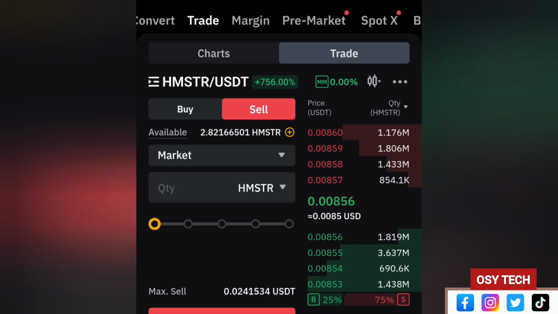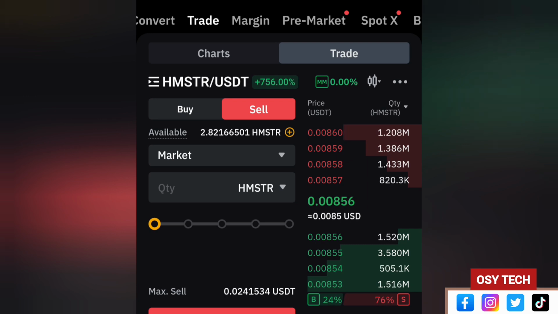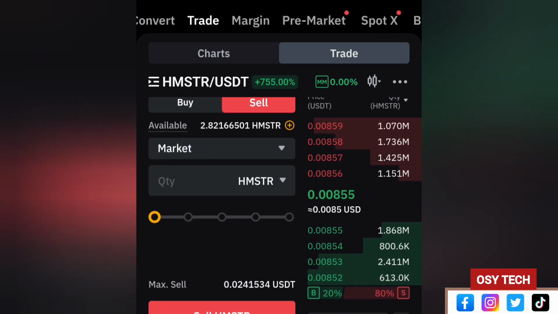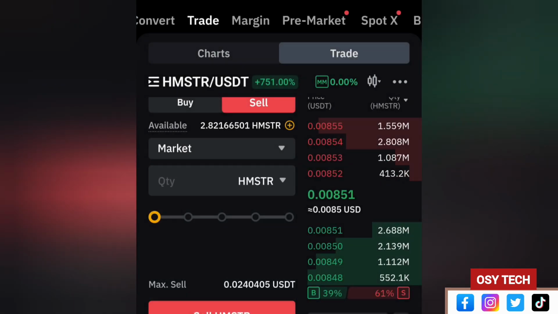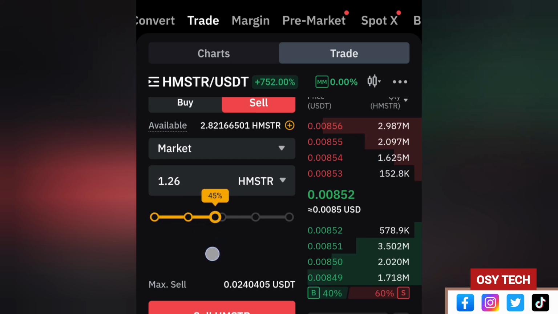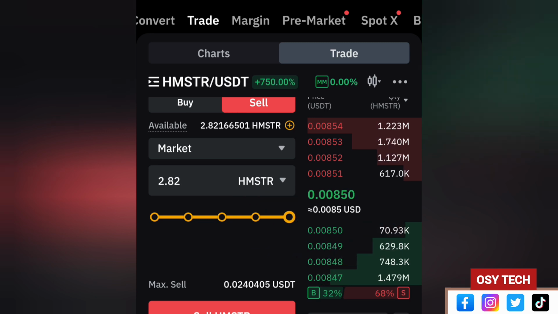Tap on the sell, and you will see your available Hamster token. With mine, I have 2.82 right here. Then look down, we have the market. Tap on it and it will give you the limit, market, and everything else, so change it to market. Then down we have the quantity of Hamster that you want to sell. With mine, I have two. Let's say I want to sell one, I can just enter the value right here or use the slider to regulate the amount of Hamster that I want to sell. With mine, it is just two.